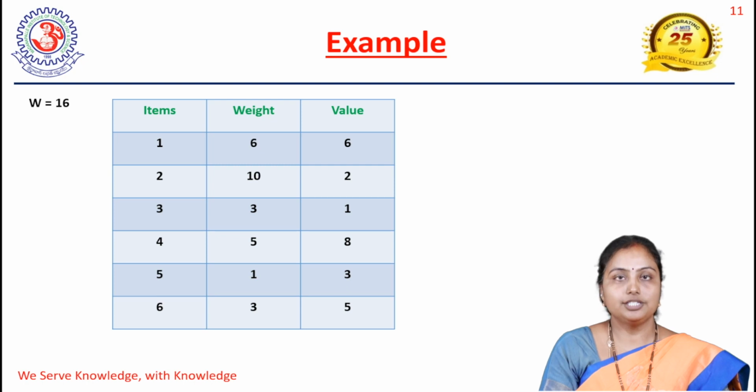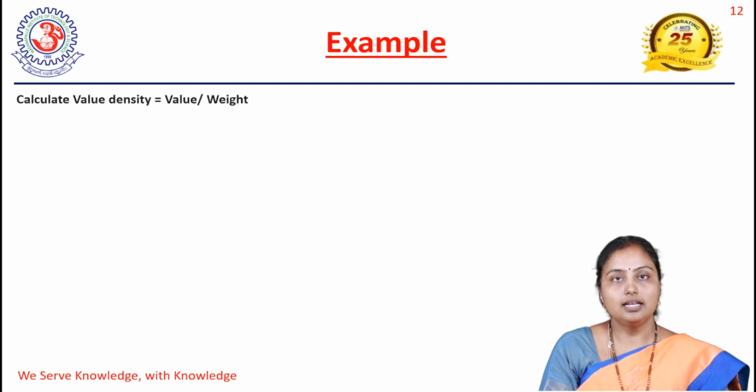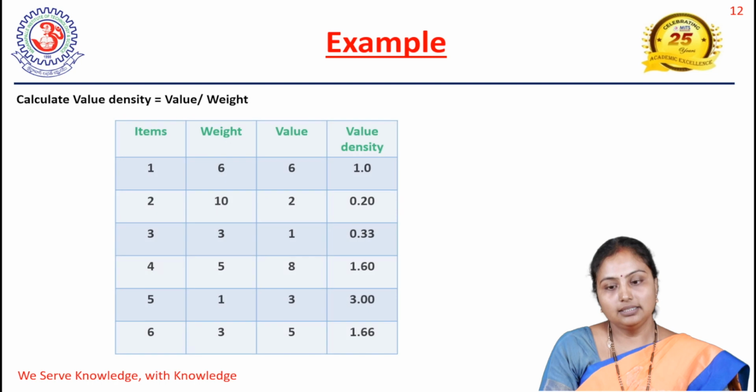So what is the initial step? We have to calculate the value density, using the formula value by weight. So I calculated the value density using the formula. So these are the values of the value density I got for the items.